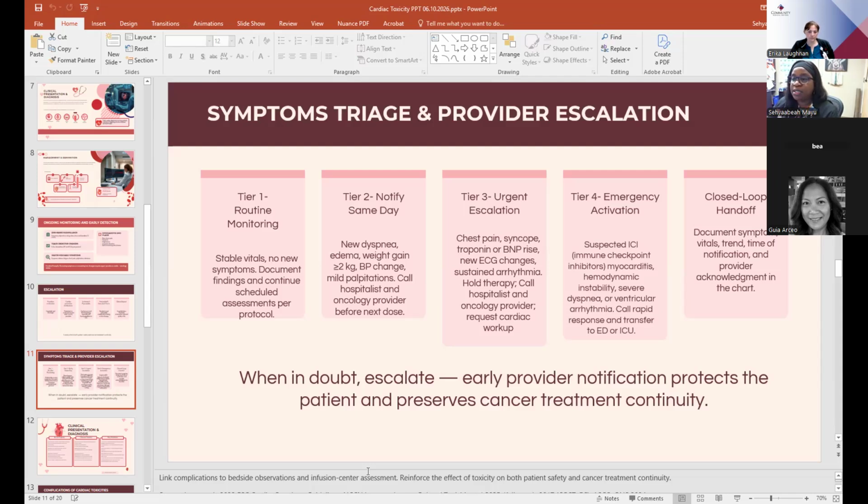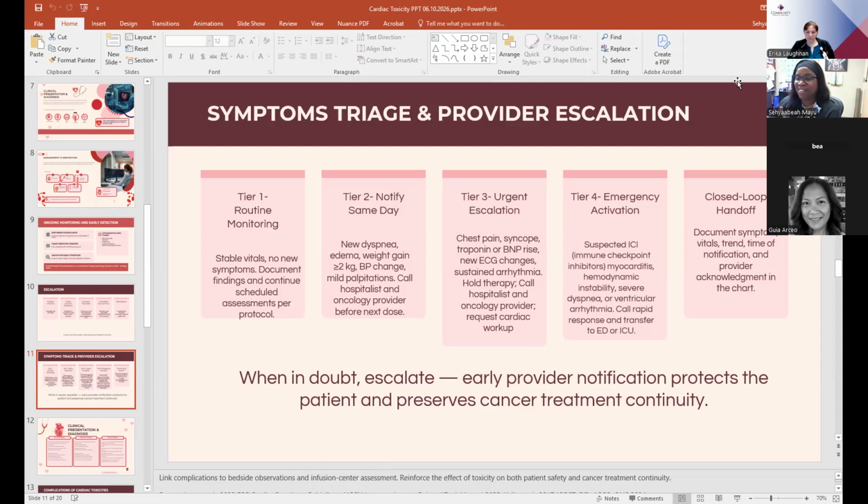Tier 4 is emergent, so suspected ICI, immune checkpoint inhibitors. There's myocarditis, there's instability, severe dyspnea. There's ventricular arrhythmia. This is likely where we will call for a rapid response for the patient either to be transferred to a step down or ICU.